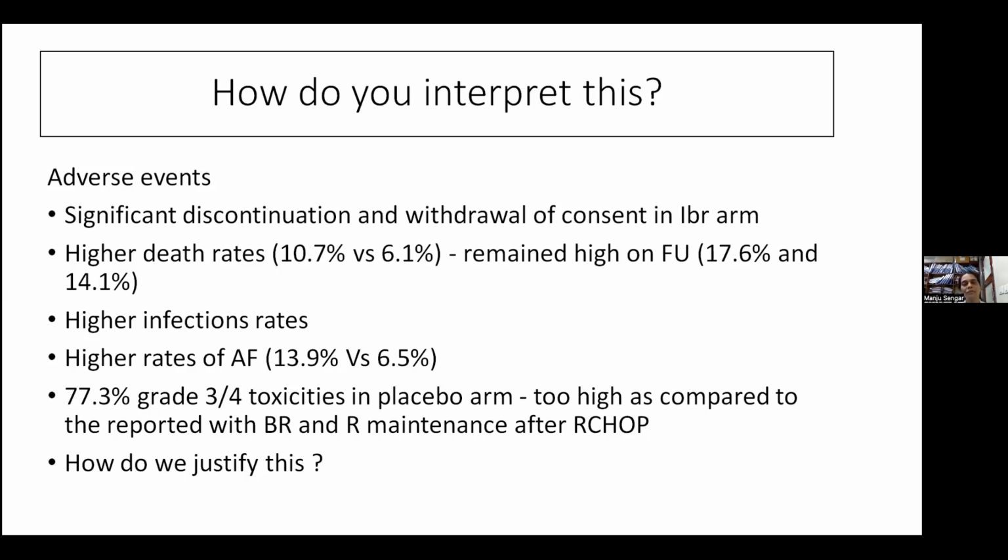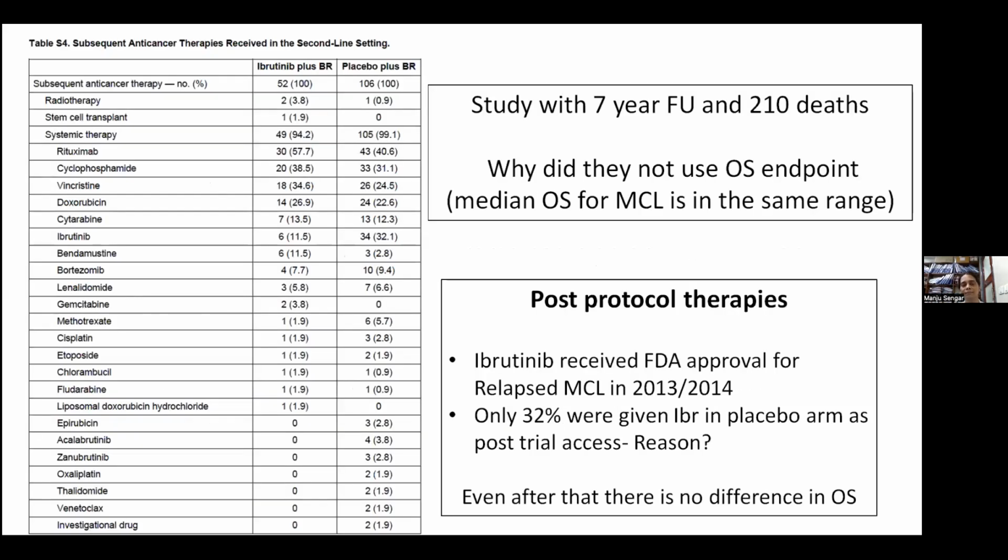What makes it very interesting is to look at the placebo arm, where there was 77% grade 3, grade 4 toxicity. If you look at the data of rituximab maintenance, when it is given after R-CHOP, the grade 3, grade 4 toxicity reported in the trial is around 15%. Why such high toxicity? Is it because of the bendamustine rituximab given before? Likely, because a similar thing happened when rituximab FCM was given and then maintenance was given. Again, there was significant toxicity. So how do we justify this entire regimen, taking the trial results at face value?